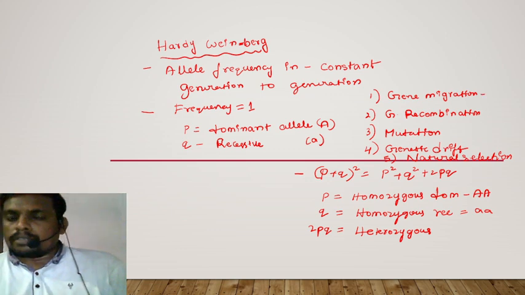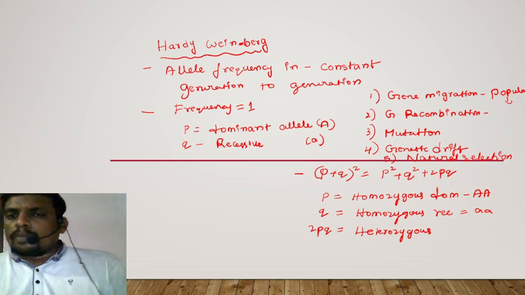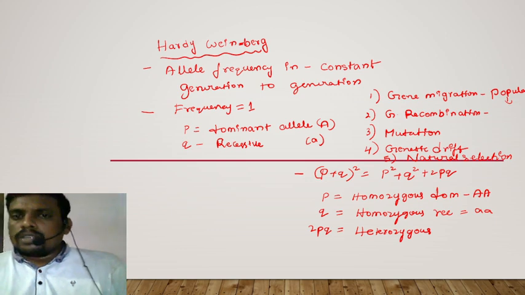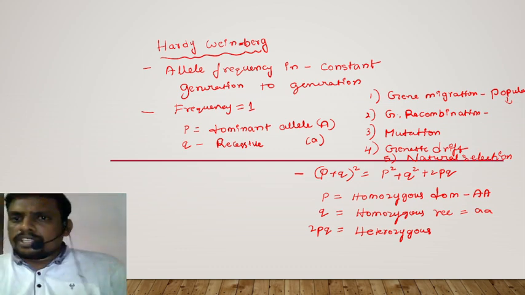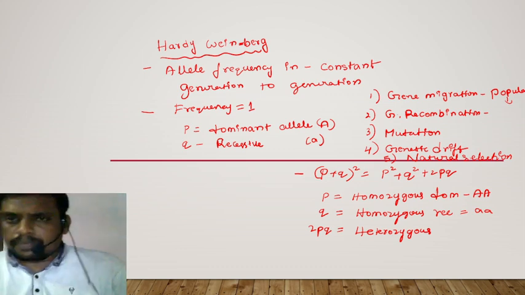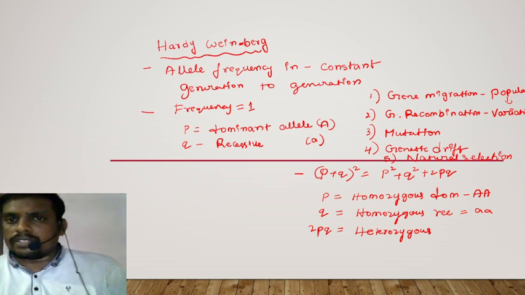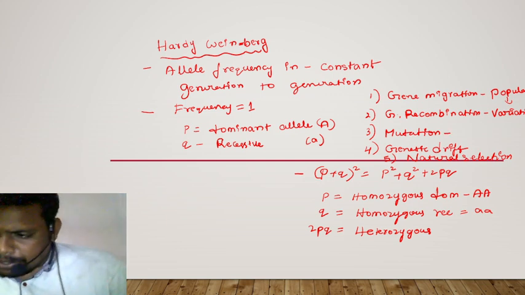Gene migration, migration of a population from one specific area to another specific area, causes changes in the gene. Genetic recombination, how can you say that? Gametogenesis causes genetic recombination. Variations due to recombination cause genetic variation.